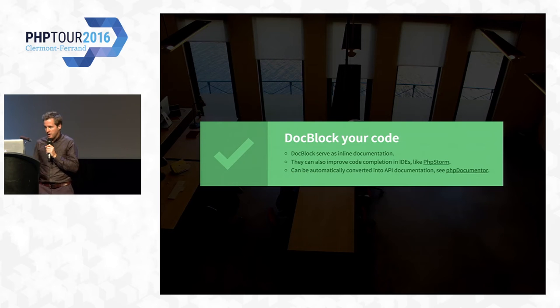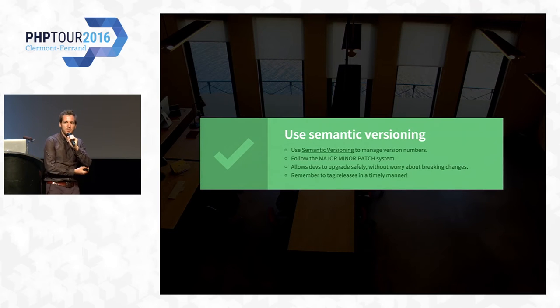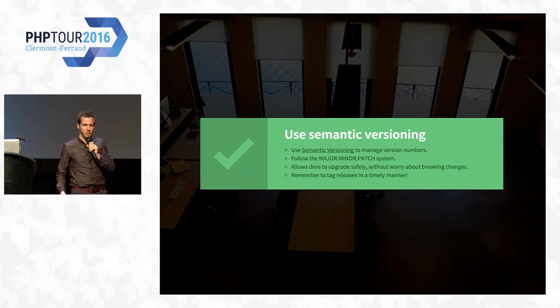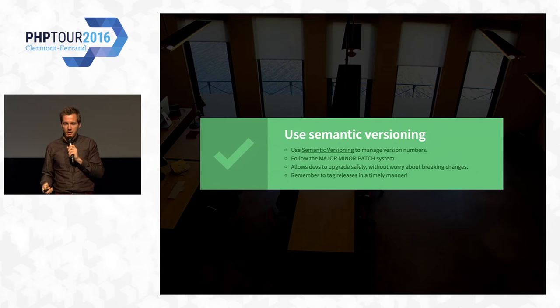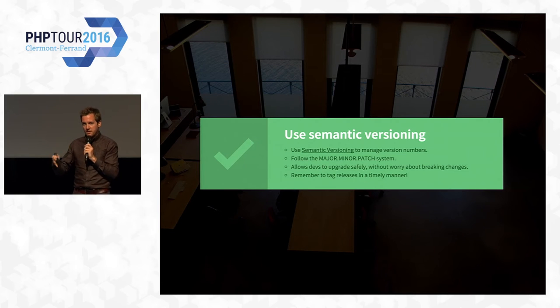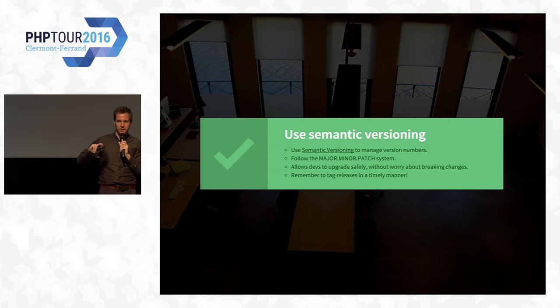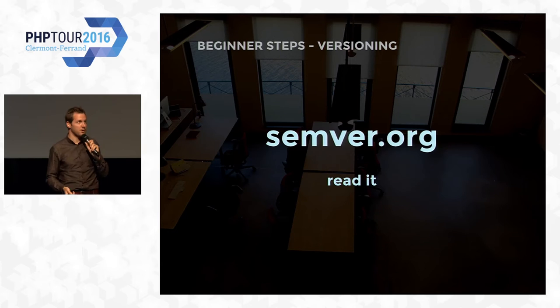Next thing is use semantic versioning. Your package is going to evolve over time. You're going to have different versions of your code. So try to release them, tag it with a release called 1.0.0 or something else, and then follow semver. If you don't know what semver is, go to semver.org. Read it twice a year or something, so to refresh your mind a bit.